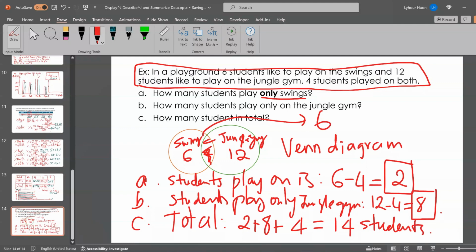Okay. So this is just a simple one, but the purpose of this exercise is to introduce the Venn diagrams. Okay, let's see the Venn diagram, and then we go to the pie charts.